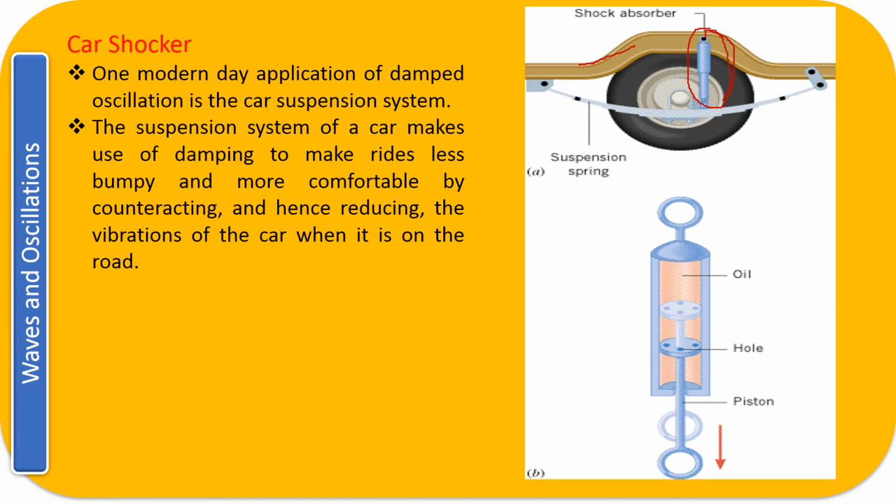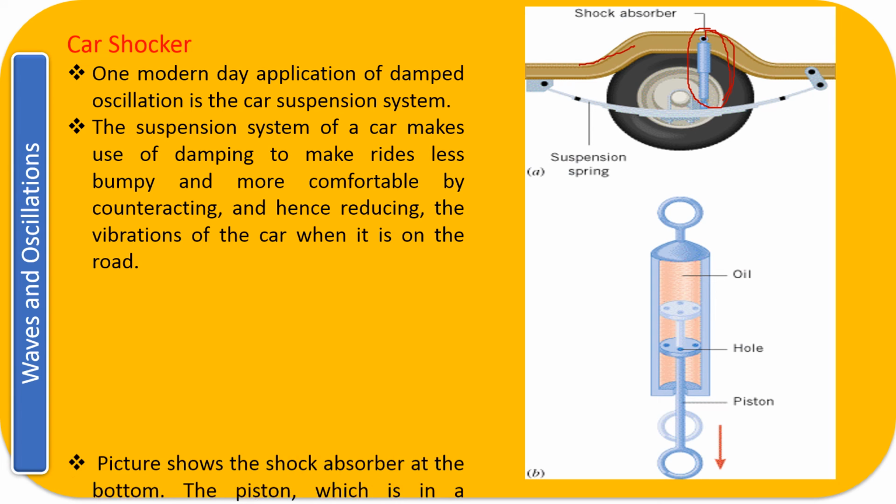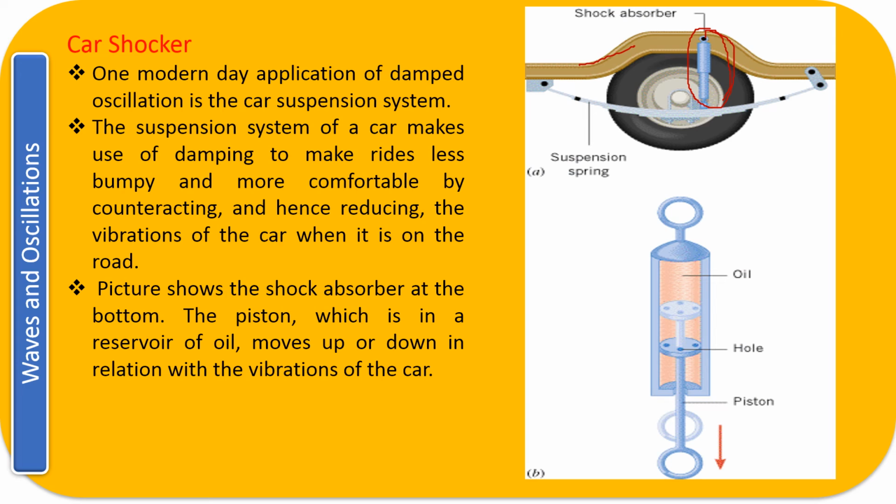For that, we put in the shock absorber, and how it works is what I am going to deal with. The picture shows the shock absorber at the bottom, the red one I have shown you here. The piston, which is in a reservoir of oil, moves up and down in relation to the vibration of the car. Now, what is our aim? The car should not go up and down, up and down. It should not vibrate. Once it has crossed the bumpy road or the speed breaker, it should become constant. Immediately it should come to the normal position.